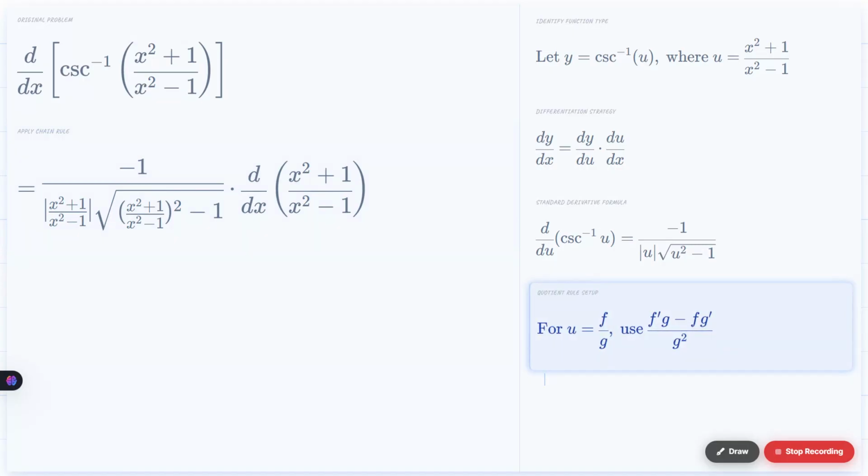We prepare to find the derivative of u using the quotient rule. We do this to solve the fraction part of our problem. The quotient rule is used when one function is divided by another function.